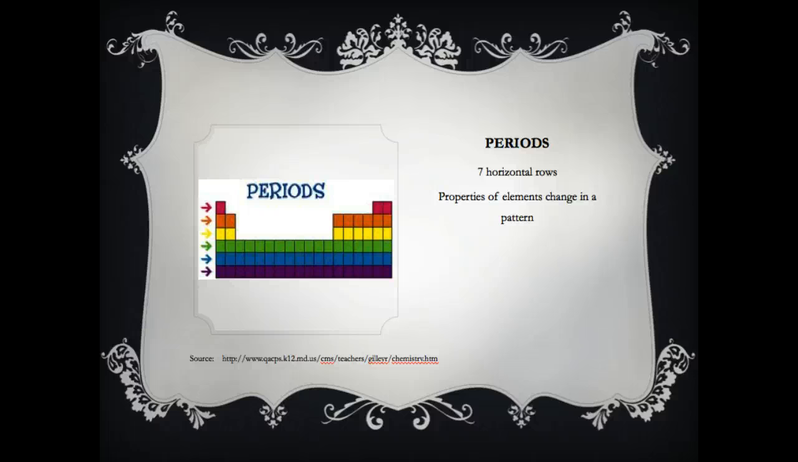Earlier we talked about groups, and those were the columns from top to bottom, and there are 18 of those. And then you have the rows. The rows are also known as periods, and we have 7. 1, 2, 3, 4, 5, 6, and we do have another part that's missing from this one. This is not exactly accurate, but there's 7 horizontal rows, and the properties of the elements change in a pattern. So we would see a consistent pattern as we go from left to right, and then to the next row we'll notice the similar pattern going across from left to right, so forth and so on.